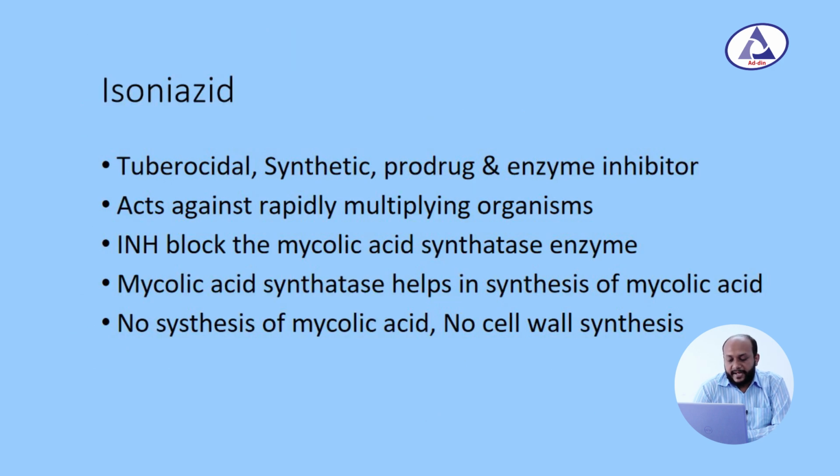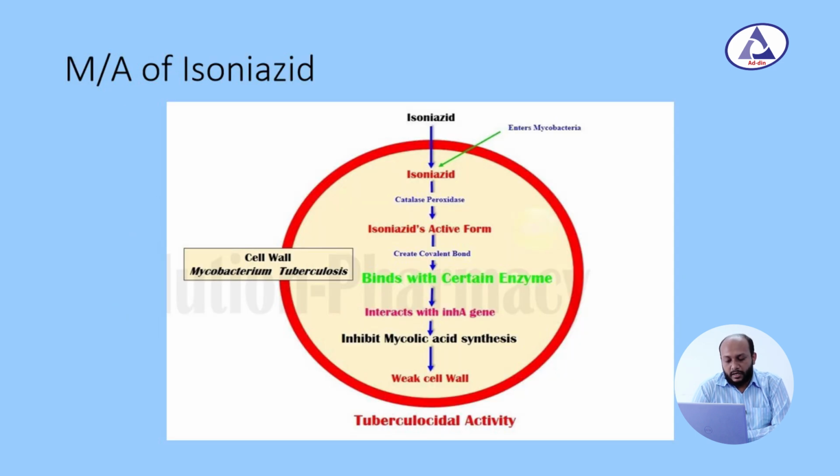Now, isoniazid. Isoniazid is a tuberculocidal synthetic prodrug and enzyme inhibitor. It acts mainly on rapidly multiplying organisms. Isoniazid blocks the mycolic acid synthetase enzyme, which is essential for the synthesis of mycolic acid of the Mycobacterium tuberculosis. So there will be no synthesis of mycolic acid and no cell wall will be synthesized. In this slide there is an overall diagram of the mechanism of action.